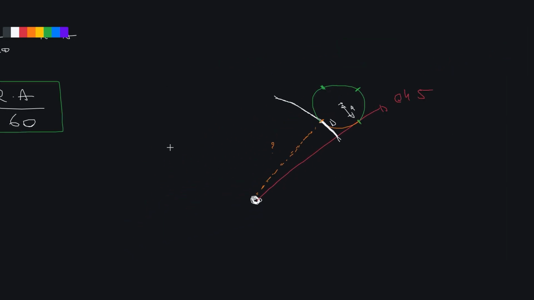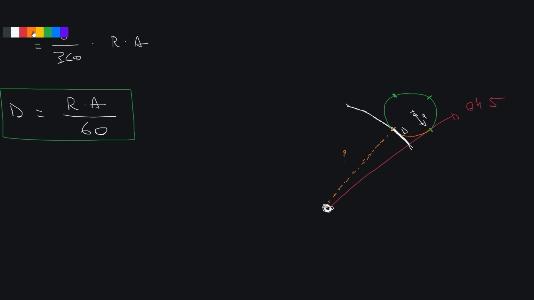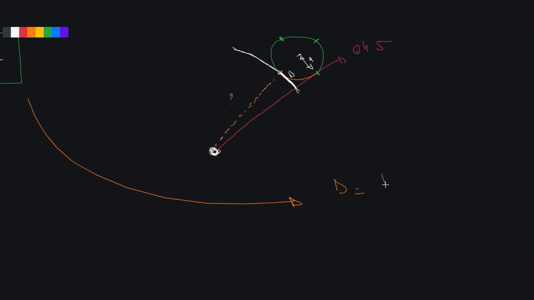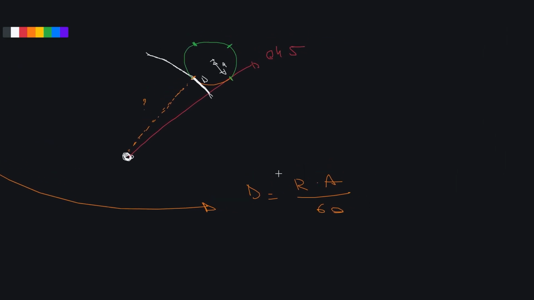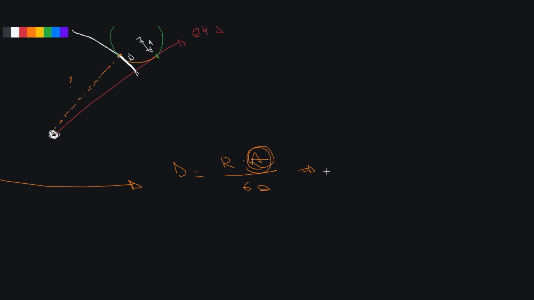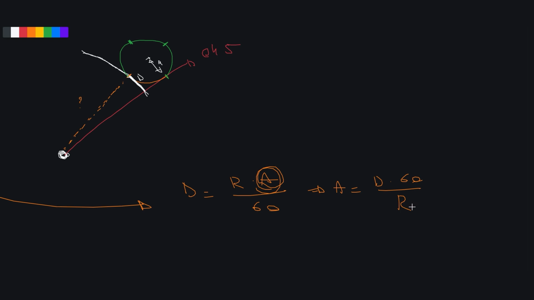So now we will take back our formula and move it right there. The distance is equal to the radius times the angle divided by 60. What interests us is the angle right over here. And from that we get that the angle is equal to the distance times 60 divided by the radius. We know the radius normally. If we do a DME arc, it will normally be given by the chart.